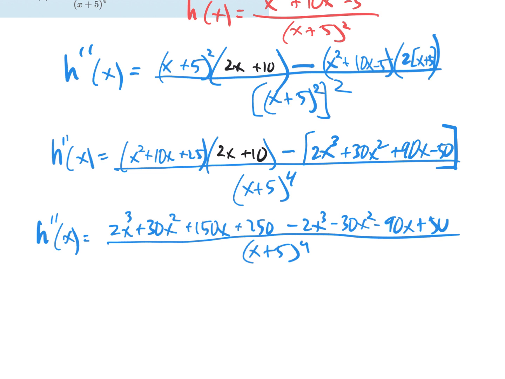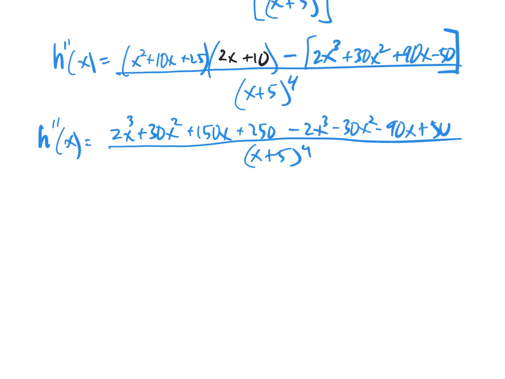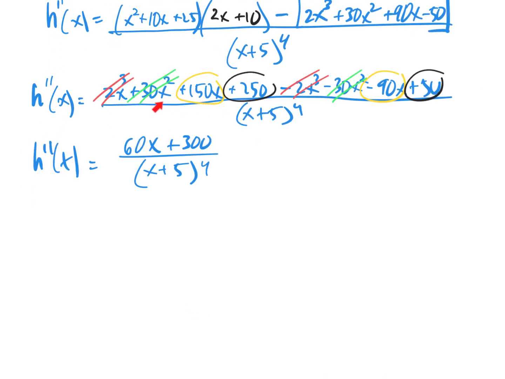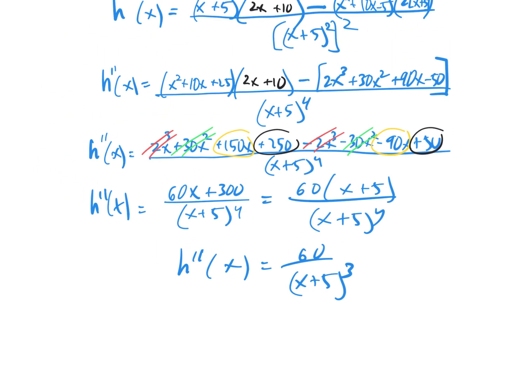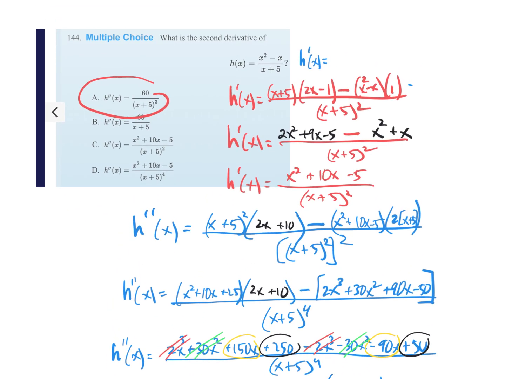Okay, we got that. And going a little further, what do we get? Okay, so a lot of things canceled out. Now we can factor out the 60. Get x plus 5. Just about there. The second derivative is 60 over x plus 5 to the third. Which is answer A.